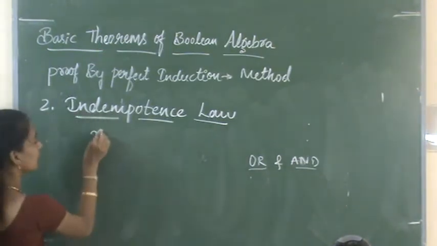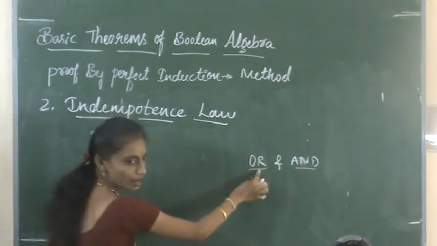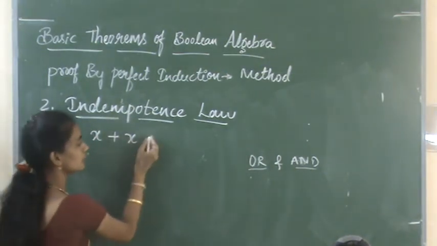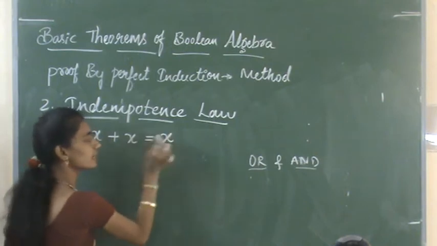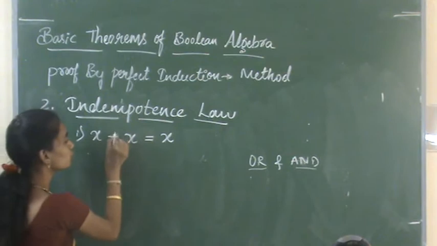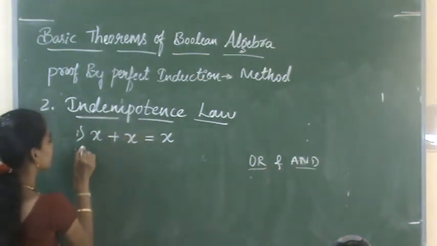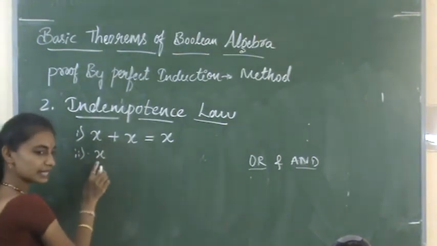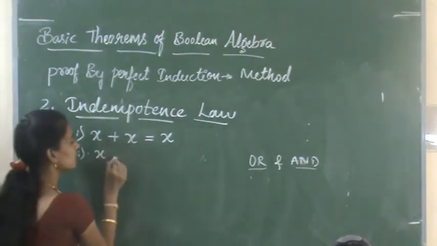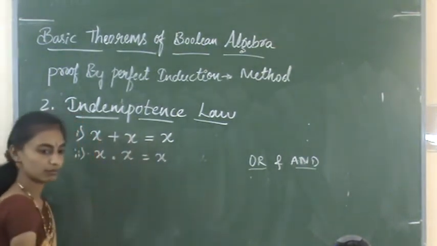So that is, x combined with the help of the OR operator with the same variable gives the result as the same. So this is the first one. We have two operators, right? OR and AND. So we can combine the same variable with the AND operator, and we will get the same result.